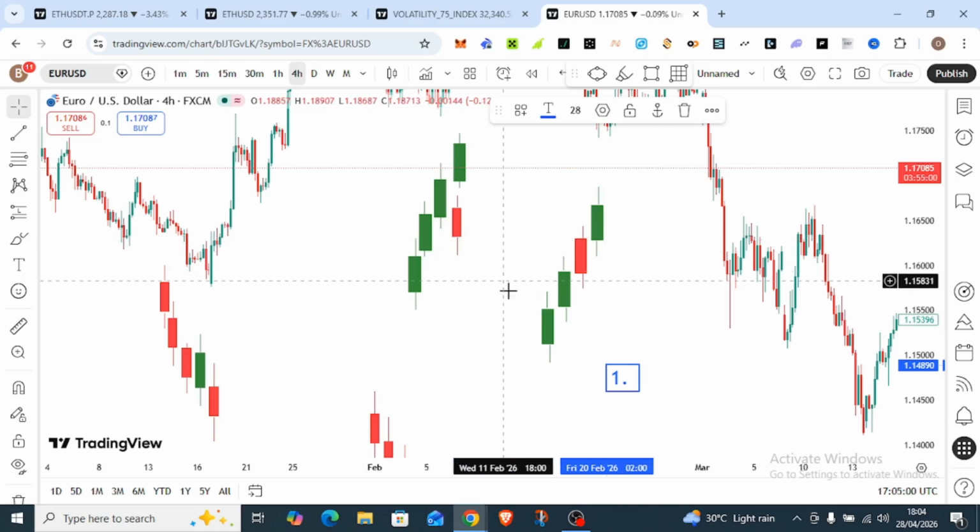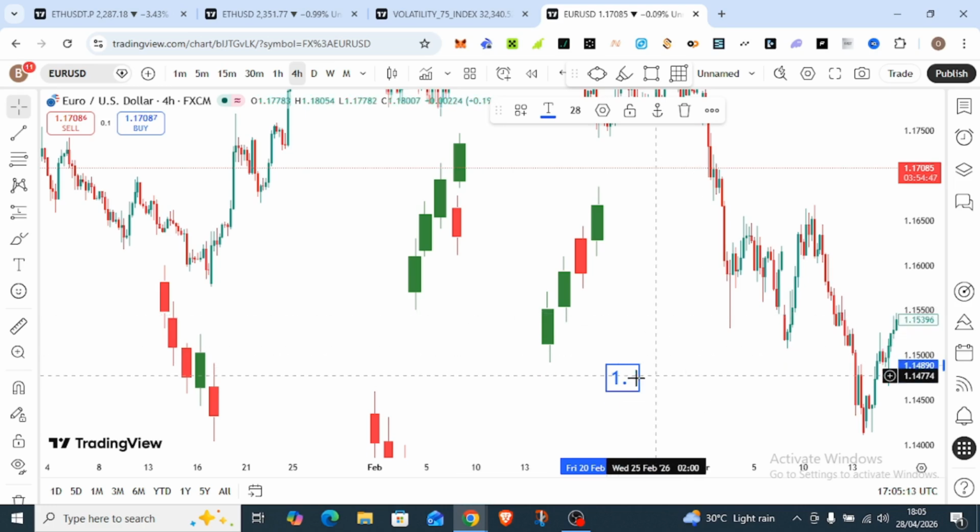Welcome traders. We are going to learn how to identify order blocks. But before that, let us define order blocks. Order blocks are specific price zones where smart money places significant buy or sell orders.